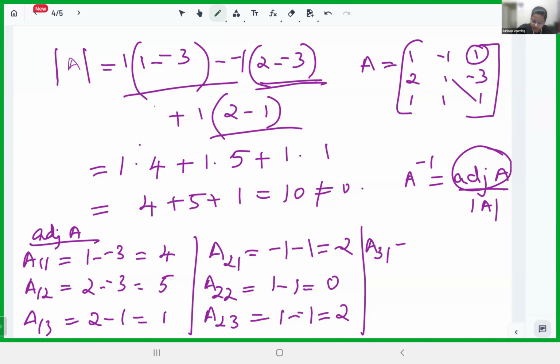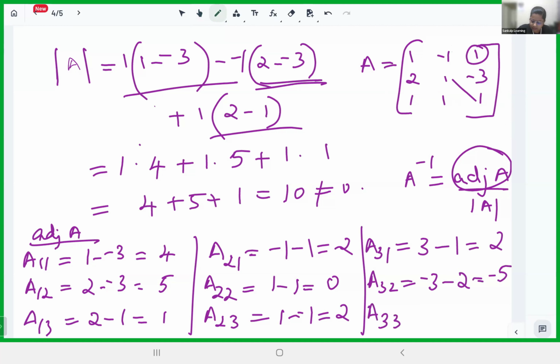Now what about A31? A31 means this is the third row, this is the first column. This is remaining, right? So minus 1 into minus 3 is 3, then minus 1 into 1, that is equal to 1, so that is 2. Now A32 means it is the third row and the second column. So 1 into minus 3 is minus 3, minus 2 into 1, 2 into 1 is 2, so that is equal to minus 5.